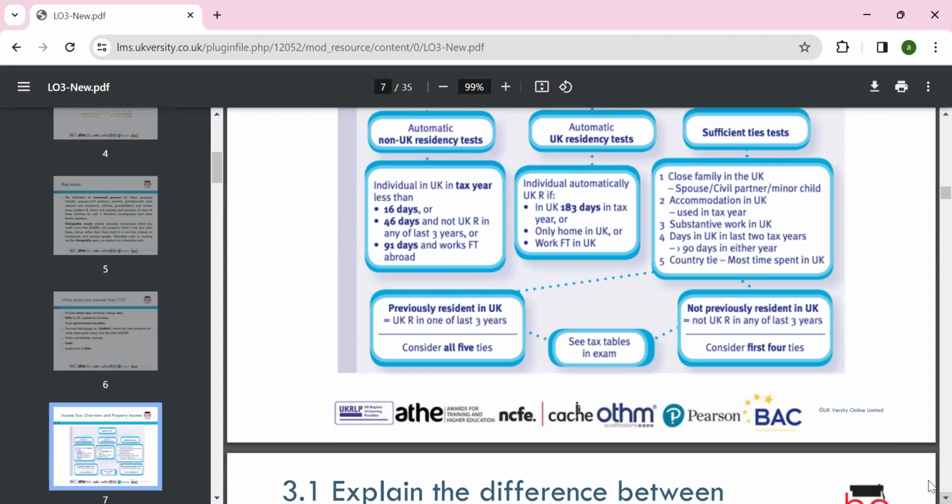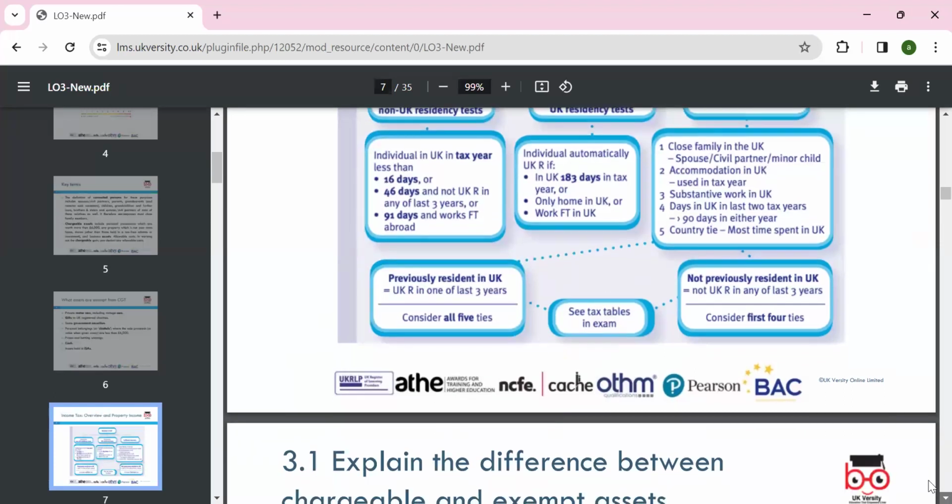Okay, so previously resident in the UK means being resident in one of the last 3 years. See the tax liabilities. You don't have this in the exam, so no worries about the exam. Not previously resident means not in the UK in any of the last 3 years; consider the first four ties. So we can say this is a person to whom the tax applies.